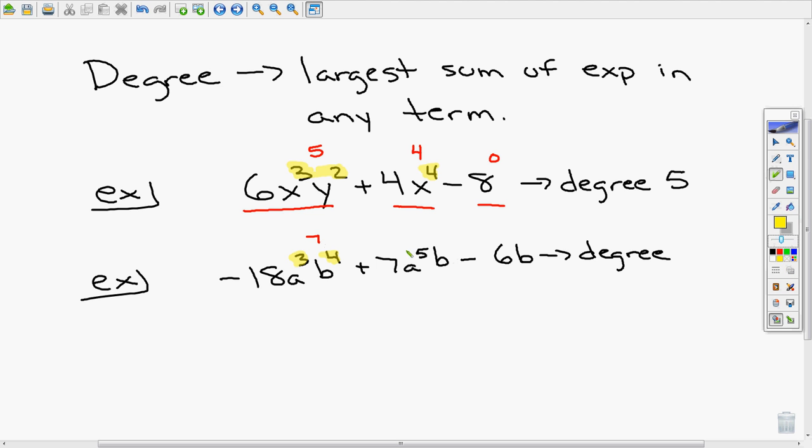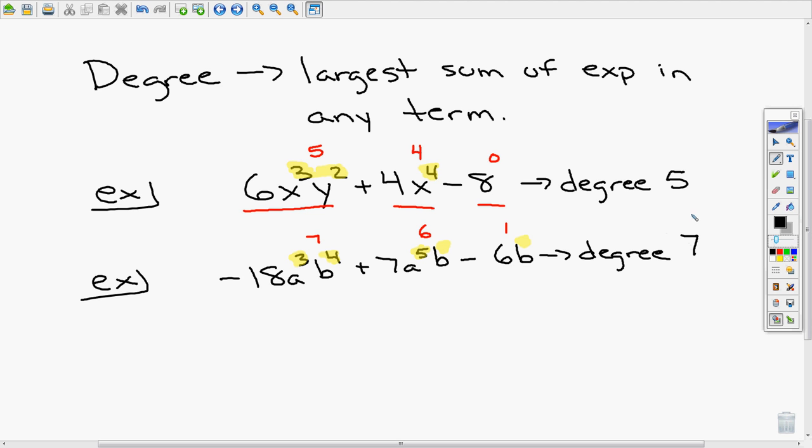This one's a little tricky. There's a 5 here. You don't see anything here, but there's really a 1 there. So this will give us a degree of 6, because you do the 5 and the 1. This one right here, again, we don't see any exponent for the variable, but there's really a 1 there. So that will give us a degree of 1. So when we look at all those, the biggest one is the 7. So the degree of this polynomial is 7.